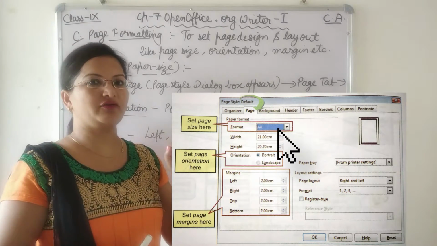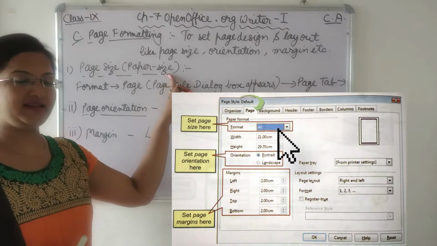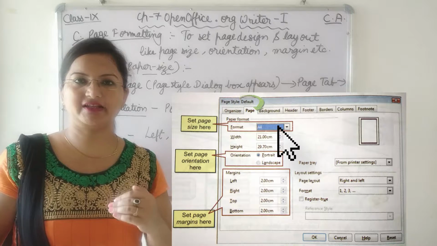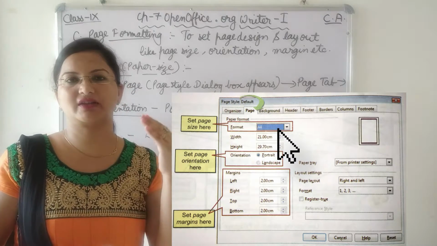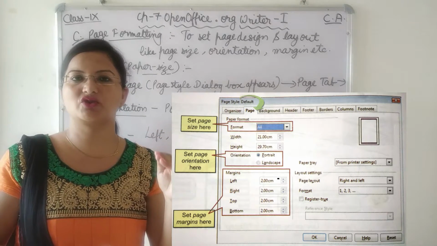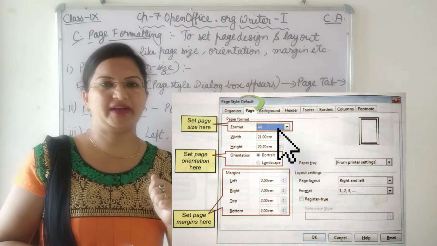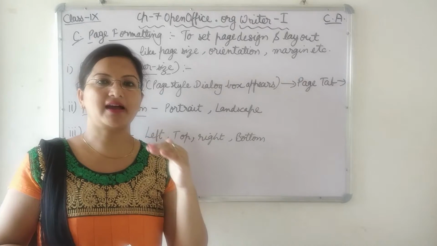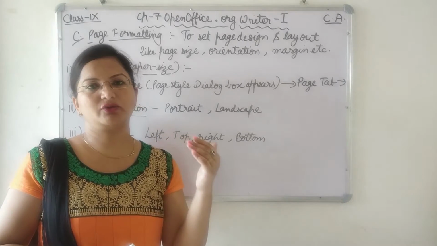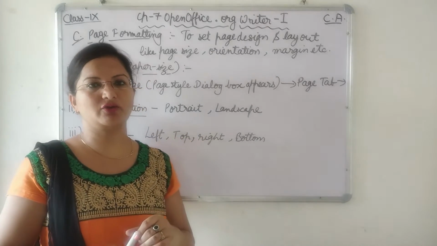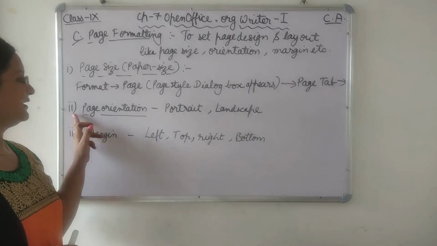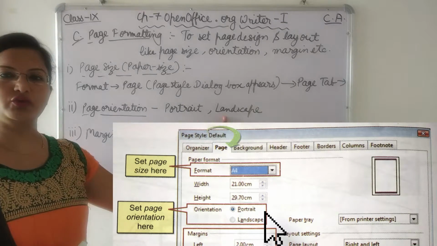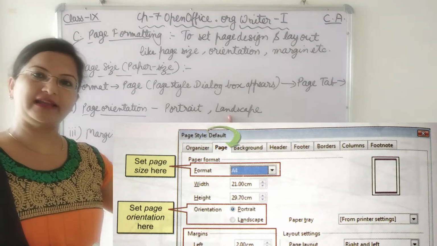So first of all will be the page size and there you can mention, see there will be a select box, and from the select box you can choose an already specified page size like A4, A3 etc. And below that there is height and width. So you can set height and width there also manually. Then there is page orientation. Page orientation are of two types: portrait, landscape.